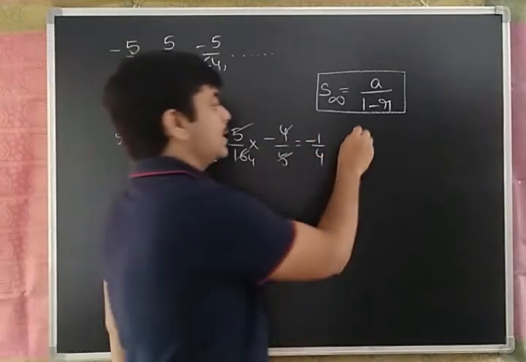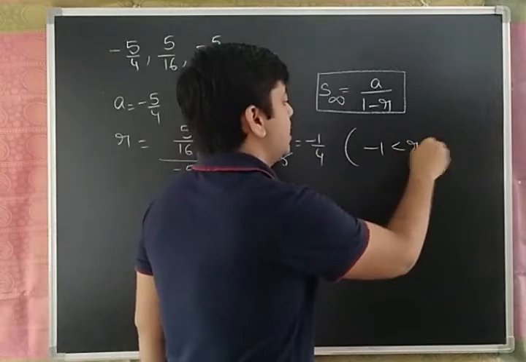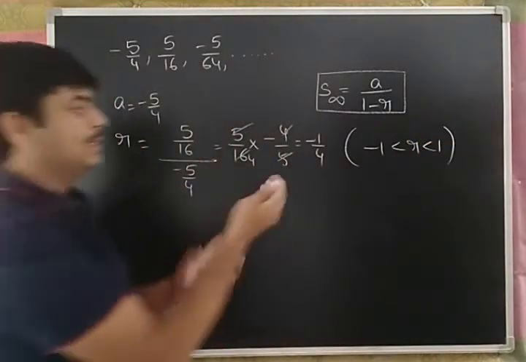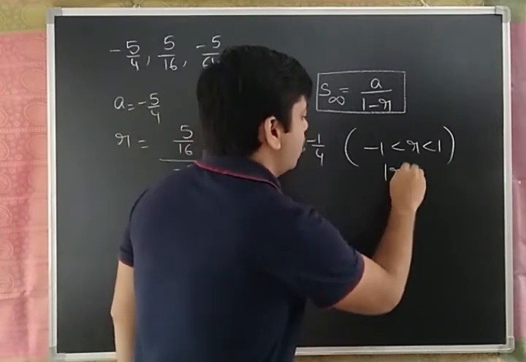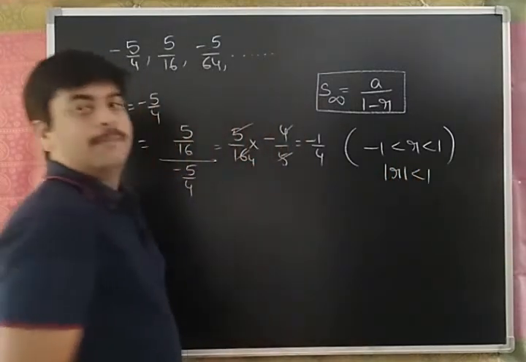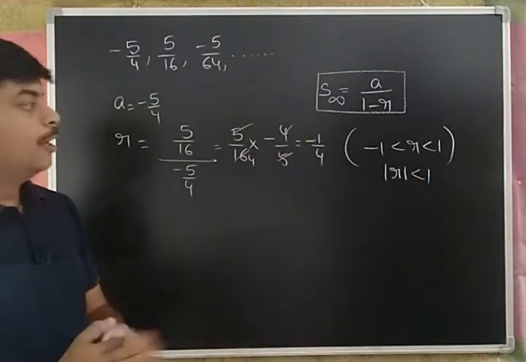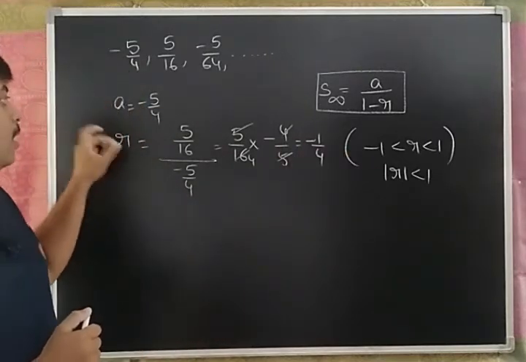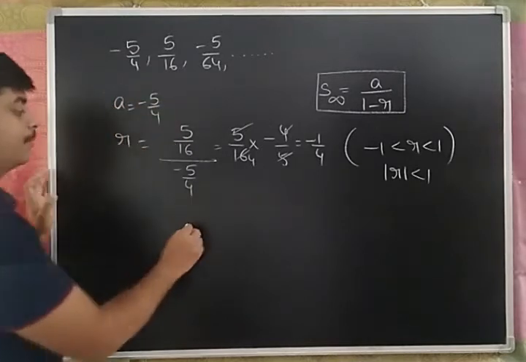Is this value satisfying the relation minus 1 less than r less than 1? Yes or no? The same thing can also be represented as mod r less than 1, the modulus absolute value function. So you have the common ratio, you have the first element. So what is S infinity?